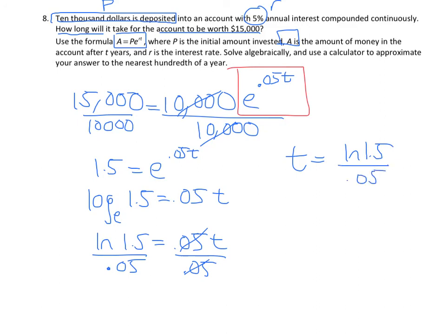And then to get a decimal approximation that makes a little more sense, we're going to plug this into our calculator. Now, when you plug it in, make sure you do the natural log button. Then it gives you a parenthesis of 1.5. Close that parenthesis, then divide by 0.05. And you get approximately 8.11, I guess, if we round to the nearest hundredth. So that's about 8.11 years is our final answer.